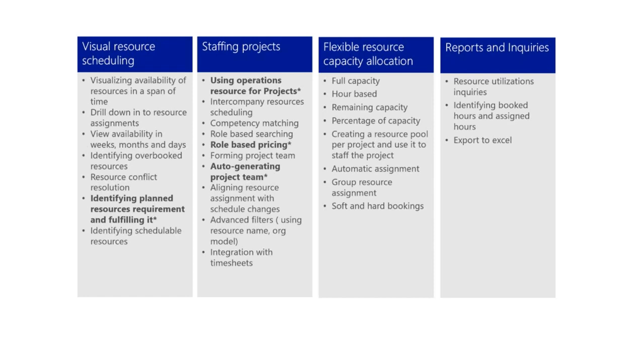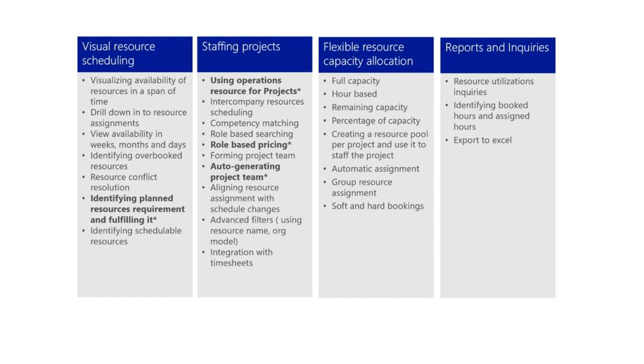The rest of the functionality is pretty similar to what it was in the past, and I'll just let you take a look at all the different features. We'll just highlight a couple of them. For the flexible resource capacity allocation, there's still the same way to book resources. You can book their full capacity, a specific number of hours, remaining capacity, or a % of their capacity.